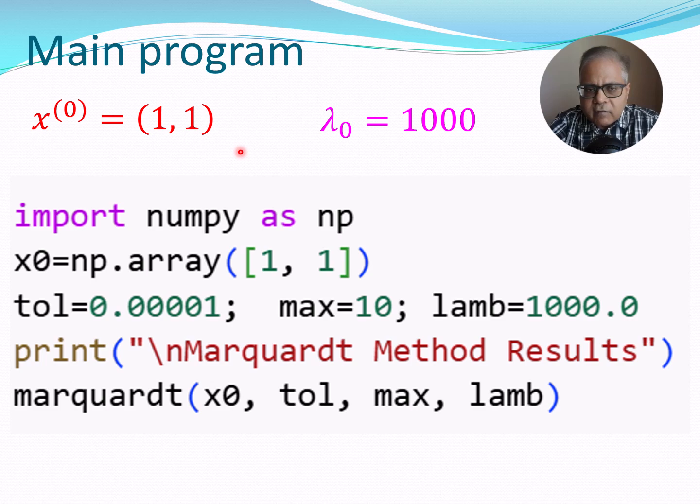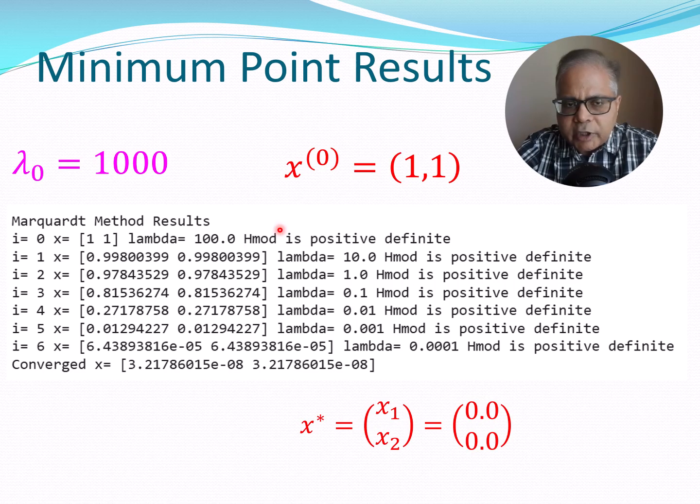So let's start with 1 1. Let's start with lambda 0 is 1000. So we do that and let's see how it goes. So it goes very well, of course, as you would expect. You converge pretty rapidly and you converge to almost 0 here. Now this particular method, the H mod remains positive definite throughout, as you would expect, and as H mod decreases, it decreases to a very small value. So at this value essentially it is becoming a Newton method, and somewhere here it is a steepest descent type of method. The exact solution we know to be 0 0, which has been obtained here.